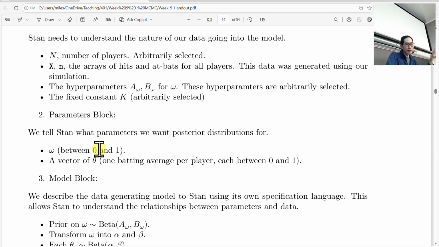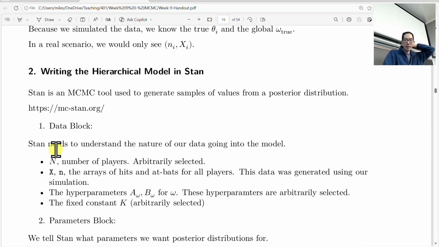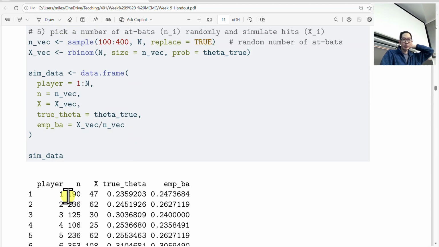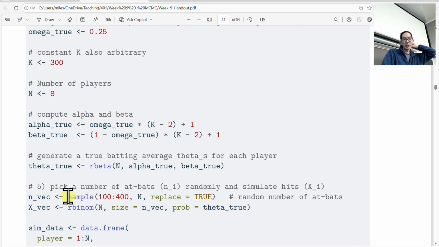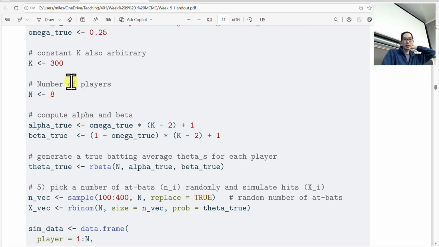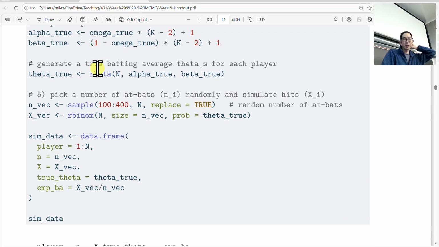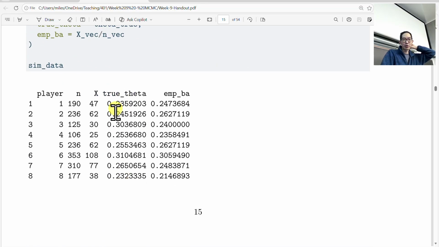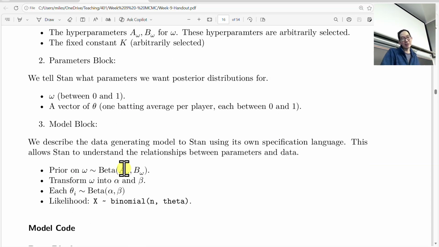All right, and then the parameters that we want to estimate, we want the posterior distribution for the different parameters. There's 9 of them. We have 1 for each batter, a different theta, so we have a vector of thetas. We're going to have 8 values in this theta vector. And then we also have the overall omega. And we're trying to figure these out. We know what they are because we generated our data ourselves. So we know that the true omega is 25%, and we know the actual true theta values, even though our data might not reflect the true values. That makes things a little bit tricky.